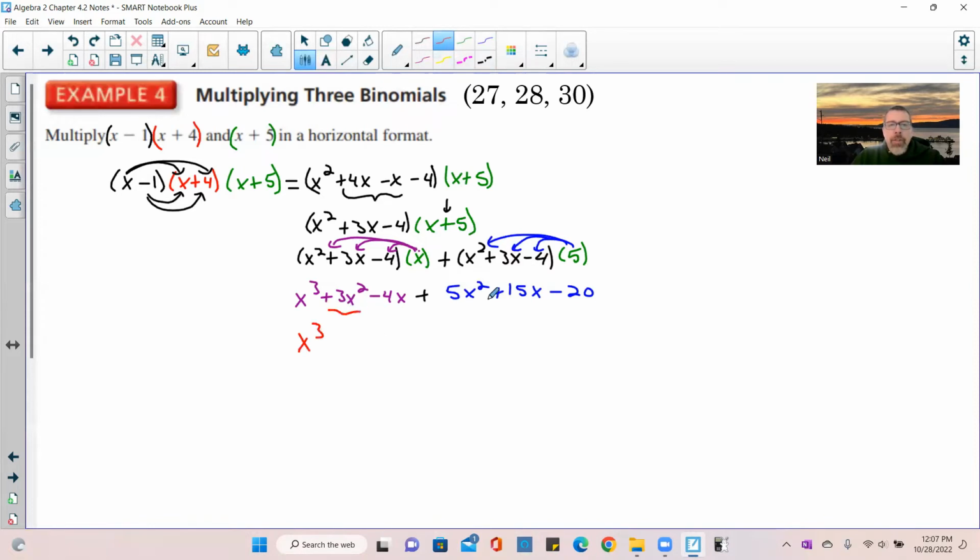Then I have a 3x squared. And I have a 5x squared. Those add up to 8x squared. Okay, then I have minus 4x plus 15x. So that's going to be 11x. And then finally, no constant here, but a minus 20 over here will be minus 20. So I end up with x cubed plus 8x squared plus 11x minus 20. So that is multiplying 3 binomials in the horizontal format. Now you should be able to do 27, 28, and 30 from the exercises.